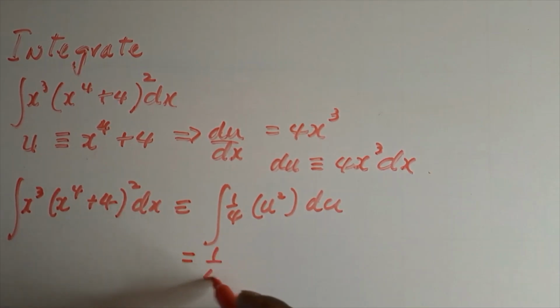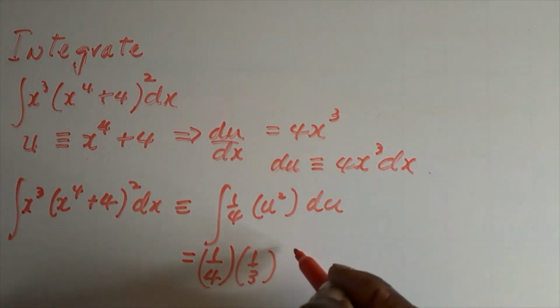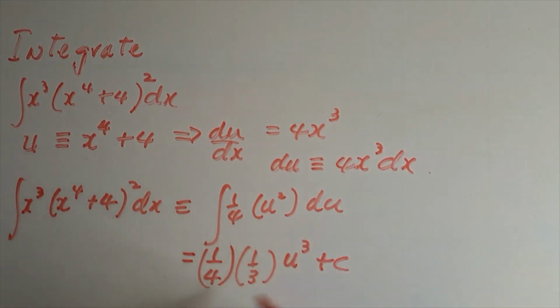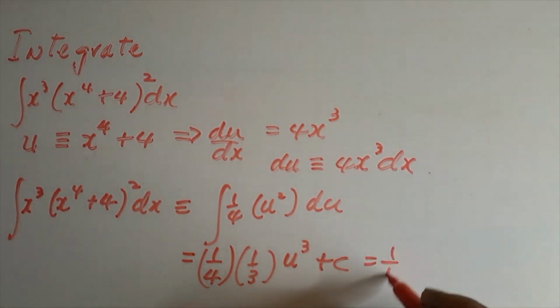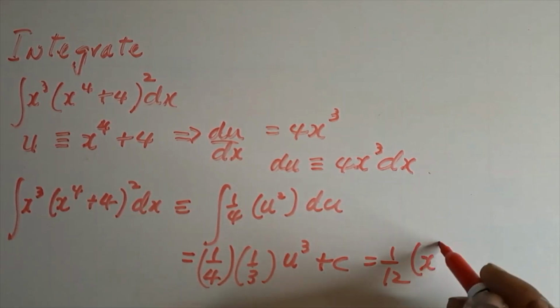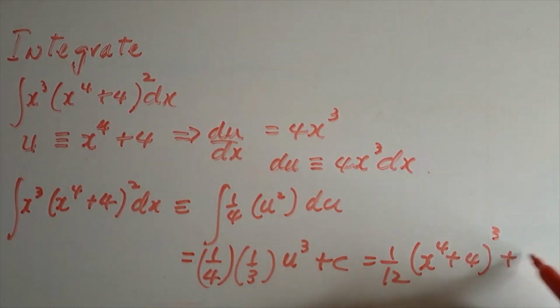Then we have a quarter, we have a third u cubed and c, which gives us a 12th, u being x to the 4th add 4, cubed, add the constant of integration.